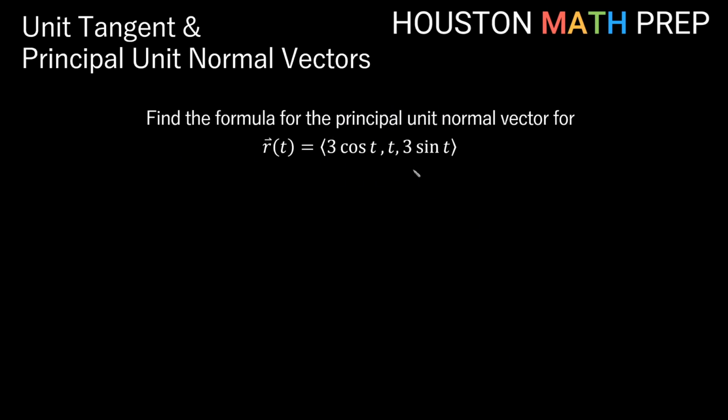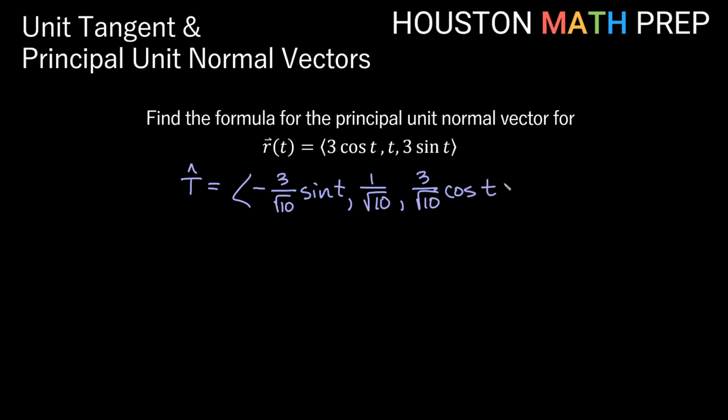Let's look back at the vector-valued function we used in our last example when we found the unit tangent vector already. Here we're going to go ahead and find the formula for the principal unit normal vector for this. So if you recall, our t hat that we already worked out in this video was actually negative 3 over root 10 sine of t, comma 1 over root 10, comma 3 over root 10 cosine of t. So we already calculated this earlier in the video.